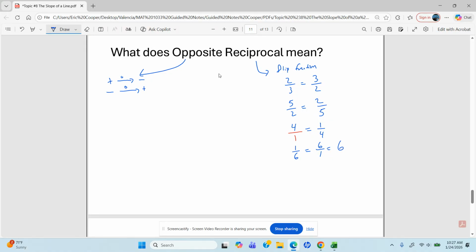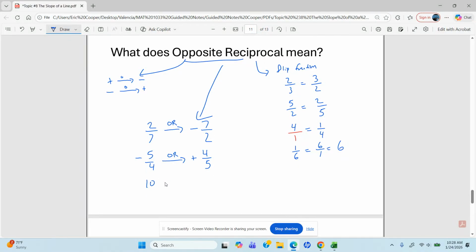So an opposite reciprocal is both of these things happening at the same time. So if I had a slope, for example, that was 2/7, and I wanted to find its opposite reciprocal, well, it's positive, so now it's going to become negative, and I'll flip the fraction. 2/7 becomes -7/2. So 2/7 and -7/2 are opposite reciprocals. If I had -5/4, when I go through and take its opposite reciprocal, negative becomes positive, and 5/4 becomes 4/5.